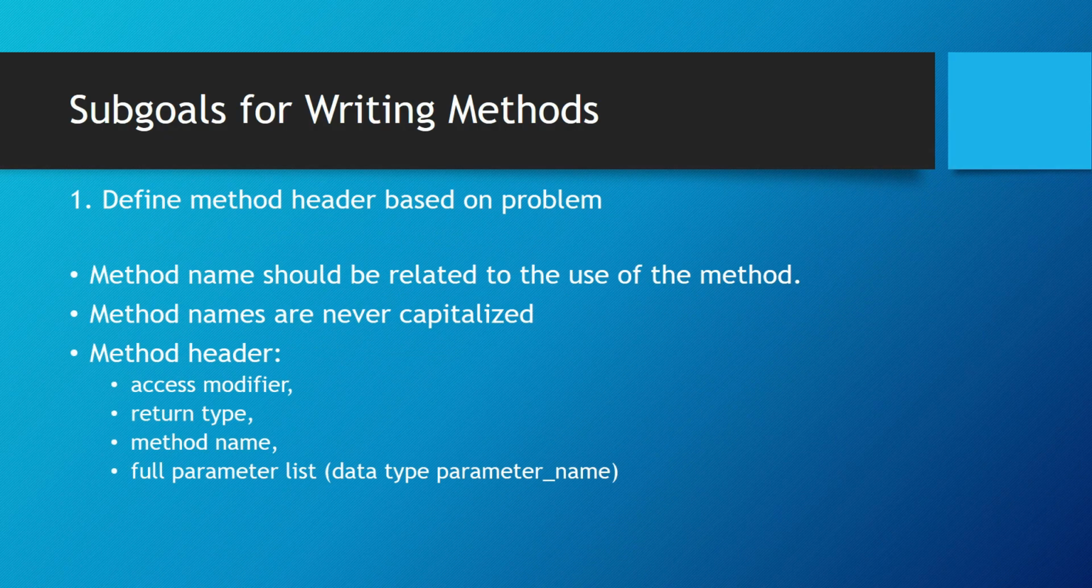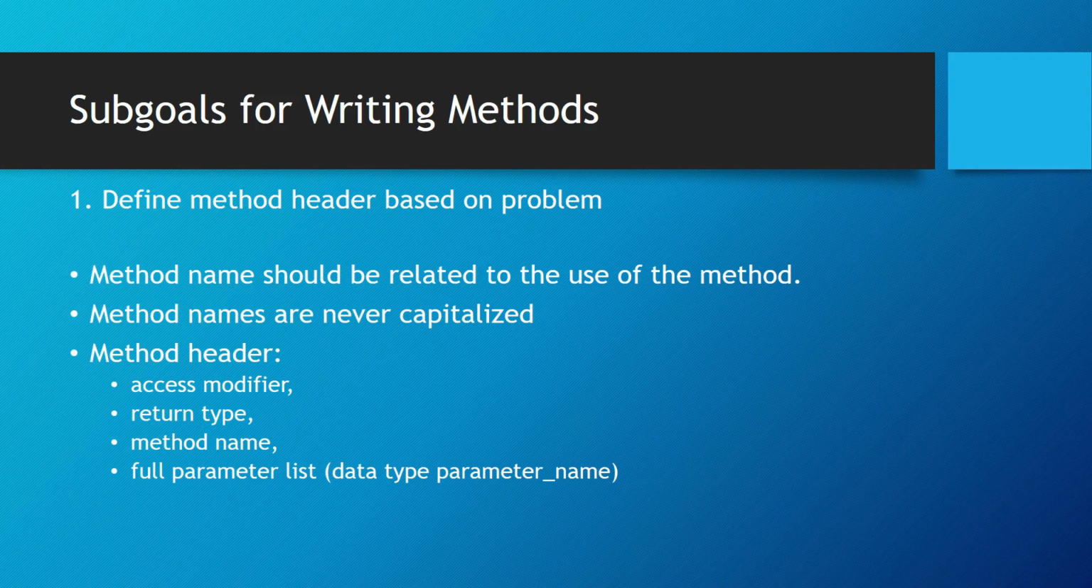When you pick your method name, make it something related to the use of the method. Recall that method names never start with a capitalized letter. The method header contains the access modifier, the return type, the method name, and the full parameter list. That means for every parameter, you have both the data type and the parameter name.